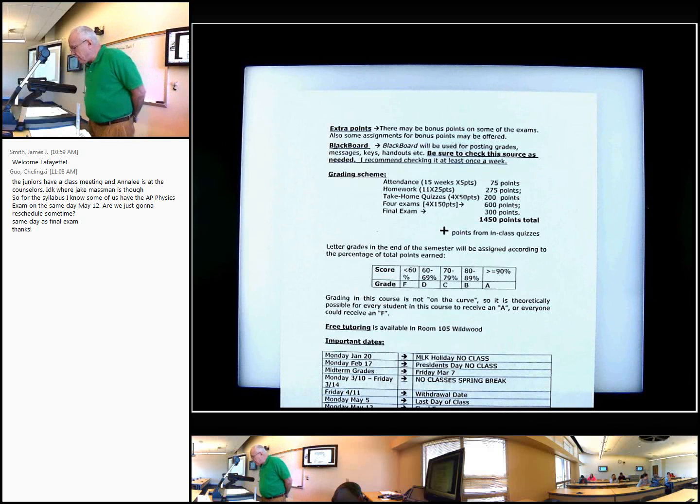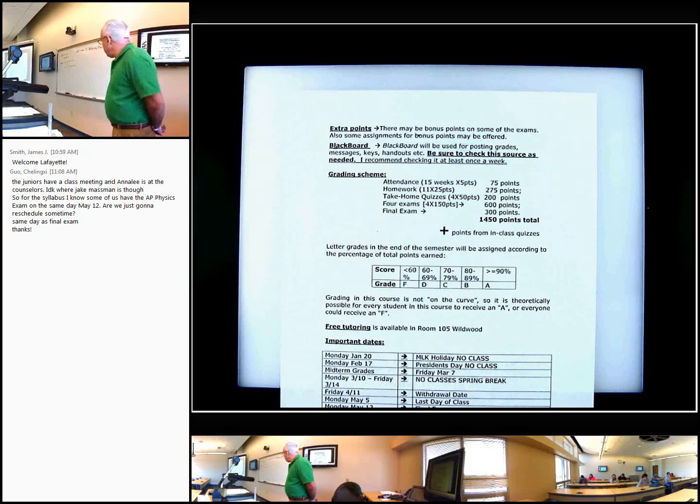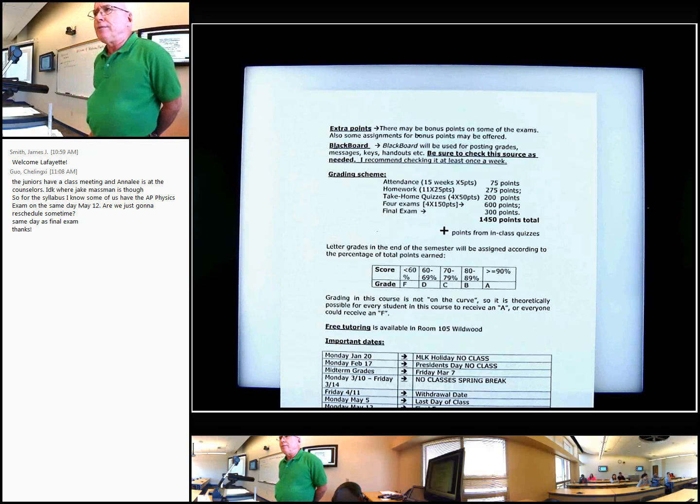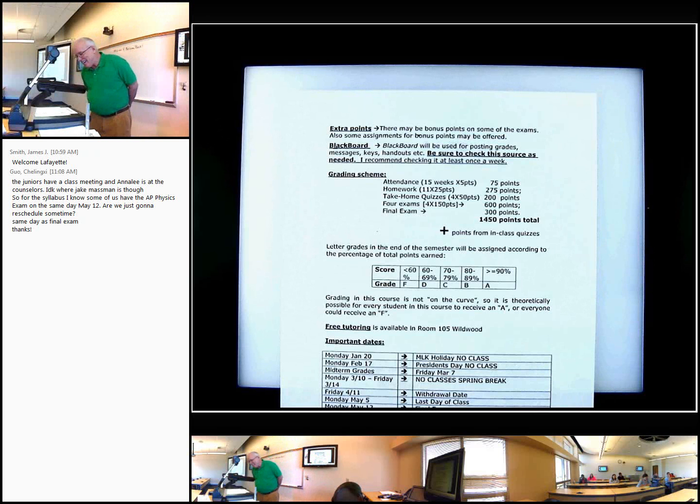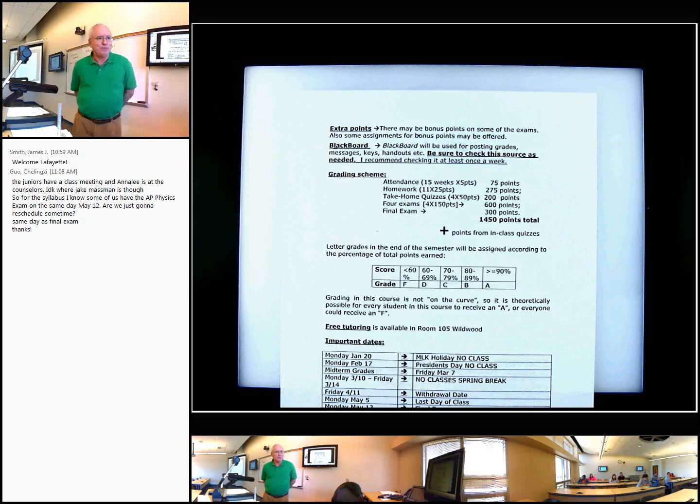And basically, I don't curve anything. It's basically like 90% or up is an A, etc. Except I usually start my A's at 89.45 just for rounding purposes, all right? And B's at 79.45. Okay.